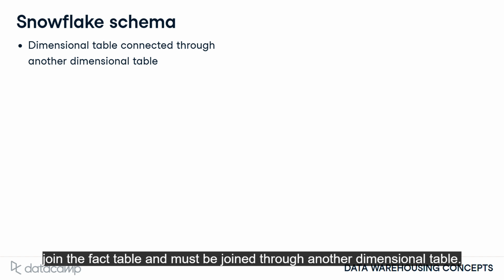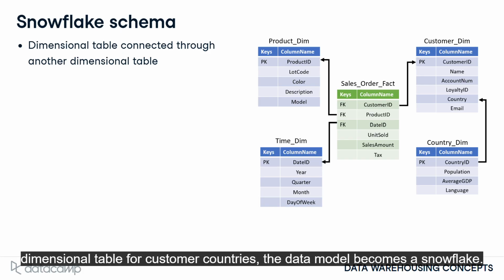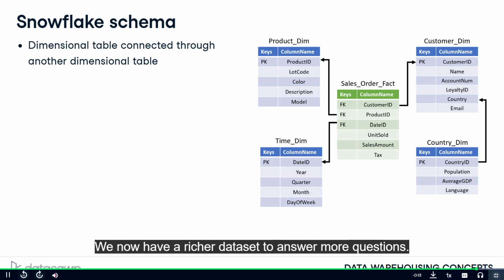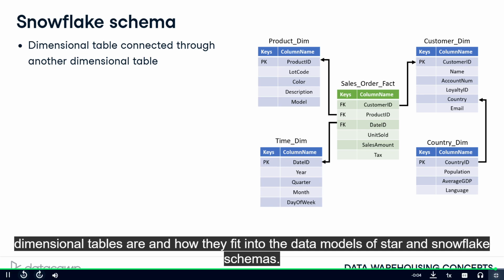For example, if we extend our Bravo star schema by adding another dimensional table for customer countries, the data model becomes a snowflake. This is because we cannot join the country table directly to the fact table, but through the customer dimension table. With that, we now know what snowflake schemas are.